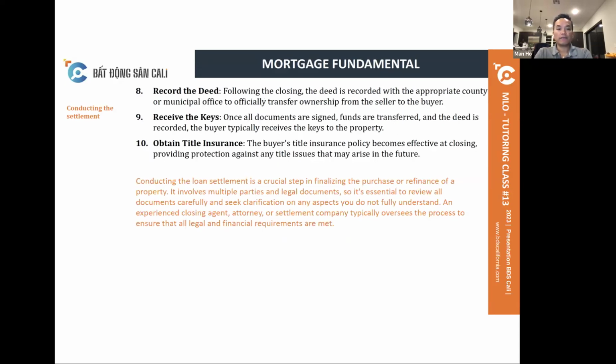Record the deed. Following the closing, the deed is recorded with the appropriate county or municipal office to officially transfer the ownership from the seller to the buyer, and then receive the keys, and then obtain the title insurance proof. Okay.